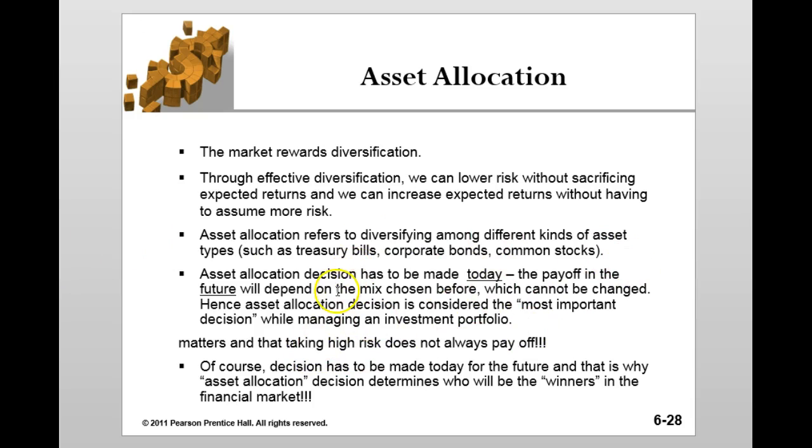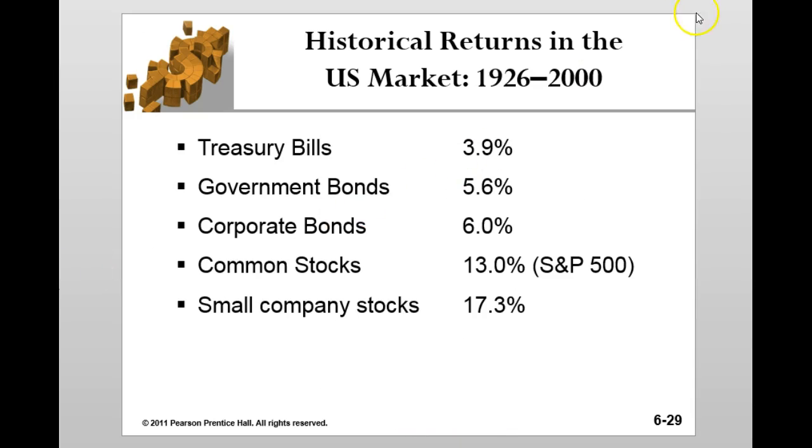Asset allocation refers to diversifying among different kinds of assets, so that you can diversify and eliminate as much risk as possible. You can't get rid of it all, but you can get rid of some of it. Now here are your returns, as you can see. This small cap has changed somewhat. It's not returning as much as it used to.